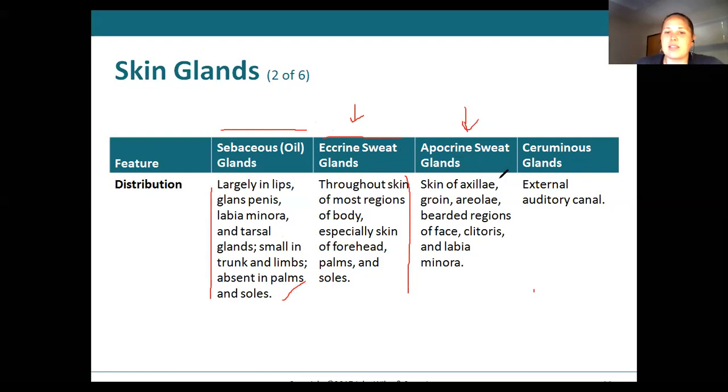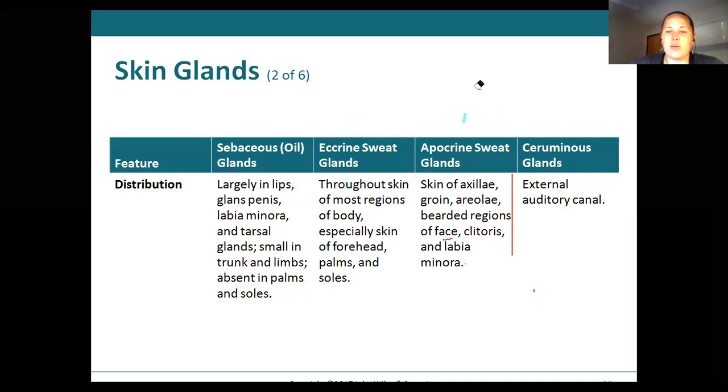The apocrine sweat glands are slightly different. You've got them distributed in the skin of the groin, areolar, bearded regions of the face, clitoris, and labia minora. These are going to be the sweat glands that produce some of the more smelly types of sweat, so this maybe plays a little bit more of a role in reproduction. The two different types of sweat glands serve different functions. The eccrine are a little bit more in thermoregulation, and the apocrine are going to produce the smell that we think of as being associated with sweat.